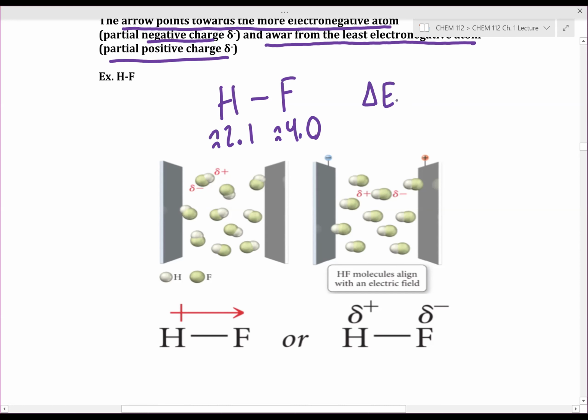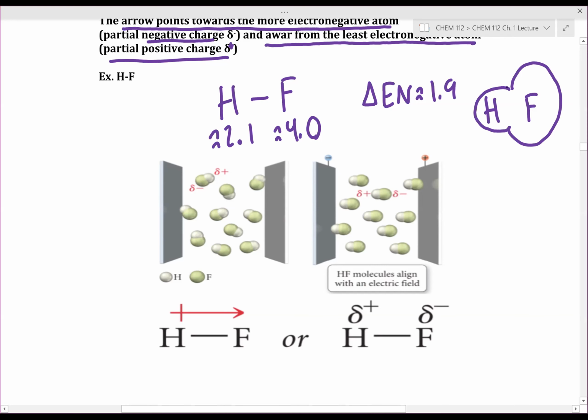So where is the majority of our electron density in this bond going to lie? Which atom is going to have more electron density associated? Fluorine, exactly. So if we were to look at how the electron density is distributed in a hydrogen-fluorine bond, the majority of the electron density is going to lie on fluorine. And a very small amount of electron density is going to lie on hydrogen.